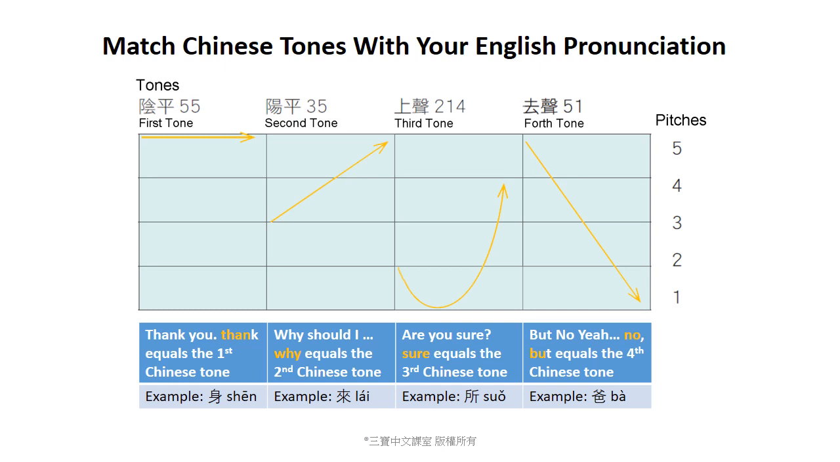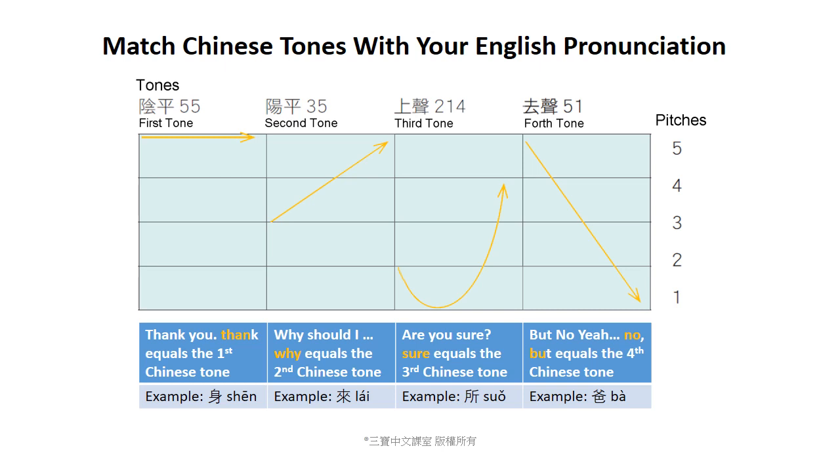The second tone happens when your voice goes from middle to highest. For example, when you say, "Why should I answer your question?" The why in this sentence is pretty much equal to the second Chinese tone. When I say the Chinese character lai, isn't it similar to why?